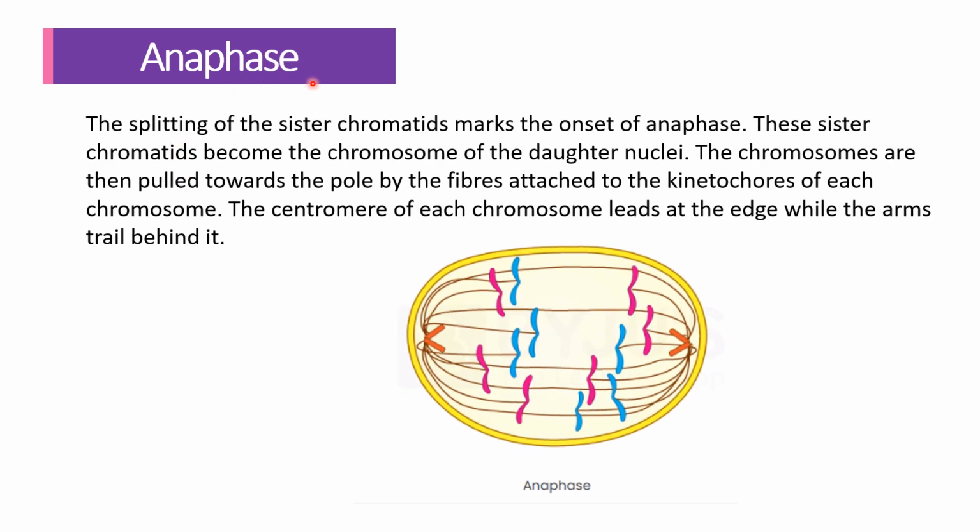The next stage of mitosis is anaphase. The splitting of the sister chromatids marks the onset of anaphase. These sister chromatids become the chromosomes of the daughter nuclei. The chromosomes are then pulled towards the poles by the fibers attached to the kinetochores of each chromosome. The centromere of each chromosome leads at the edge while the arms trail behind it.